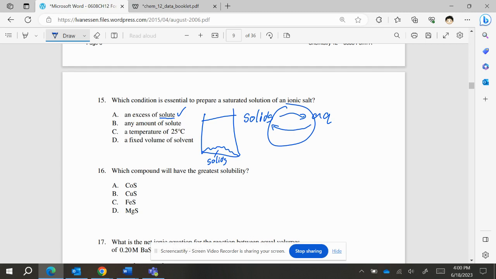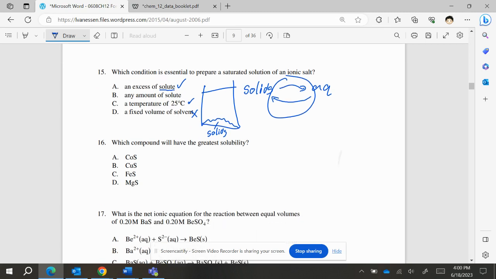Temperature of 25 degrees Celsius only applies if you want to be using the data tables that are provided for us. And a fixed volume of solvent? That's just wrong. Every different amount of solvent will have a different amount of solute that can dissolve in it. And just like temperature, different temperatures can have different amounts of solute that can dissolve in it, but they can still have saturated solutions at whatever volumes.